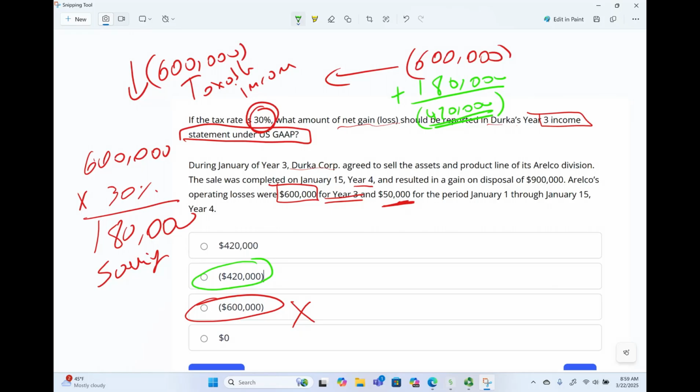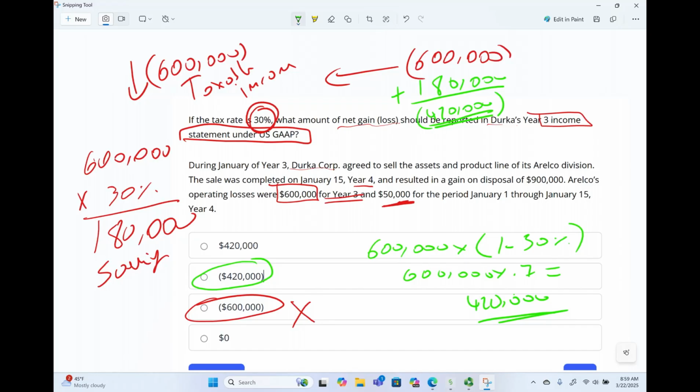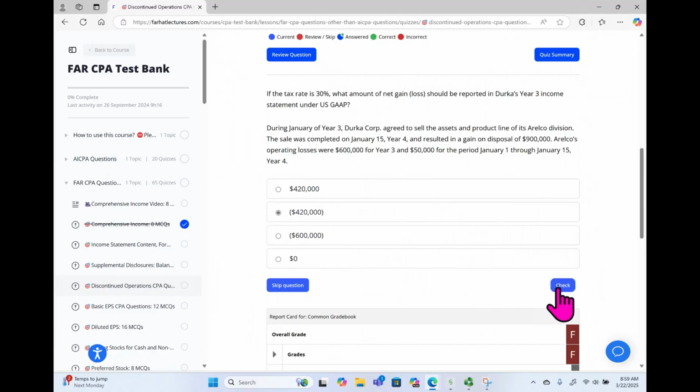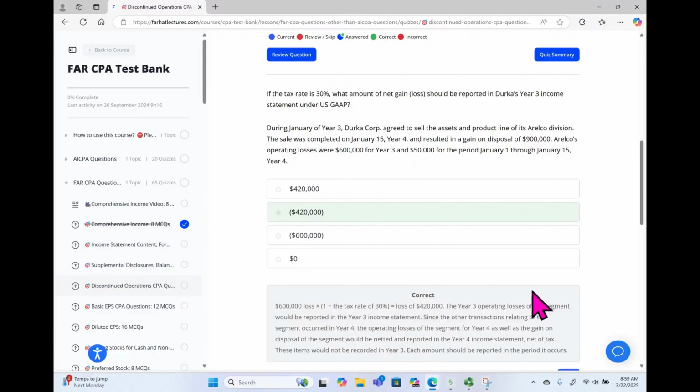Now, the formula is this. The formula is you take the loss and you multiply it times 1 minus the tax rate, which is 1 minus 30%, which will be 600,000 times 0.7, which is equal to 420,000. So the formula is you take the loss times 1 minus the tax rate. Because although you incurred the loss of 600,000, the tax savings would reduce your losses. Make sure you know what net of tax is. It means after the tax, and the answer is 420. That's my loss after the tax.